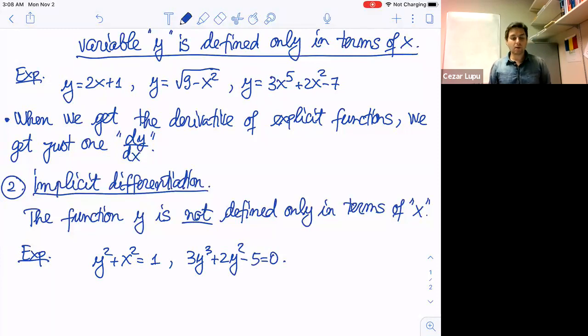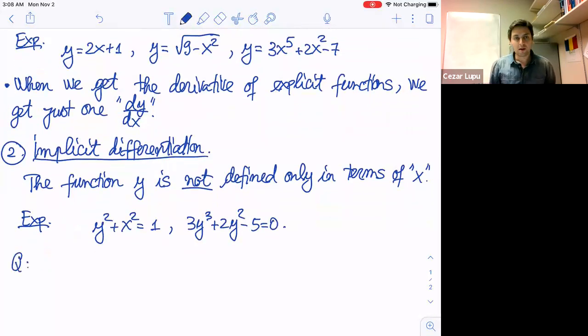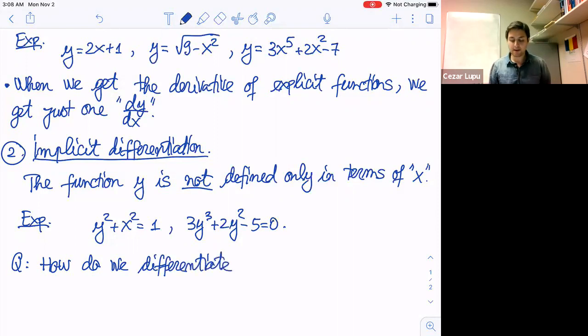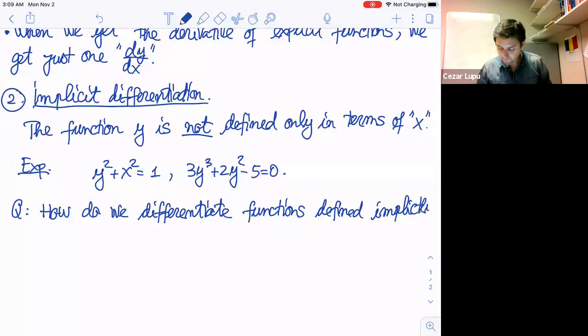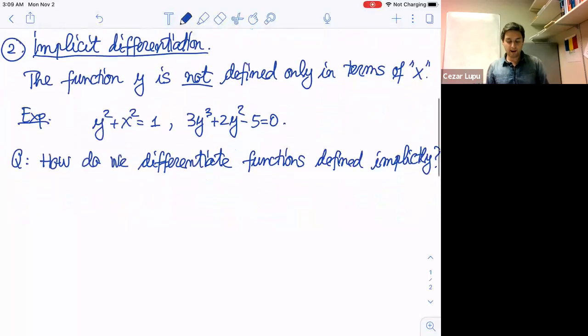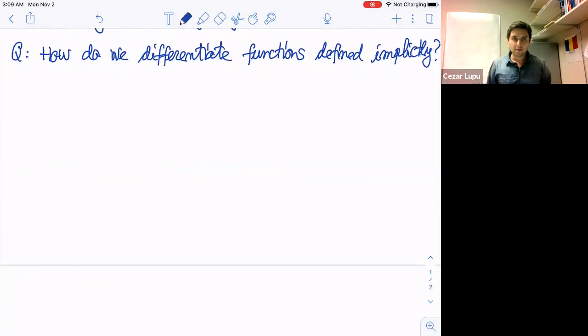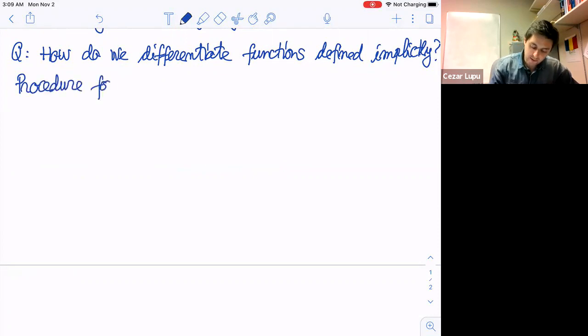Anyway, now the question we would like to address is: how do we differentiate? In other words, how do we find the derivatives of functions defined implicitly? So that is the big question we would like to address now. The answer is given by the following. We will follow this procedure for implicit differentiation.